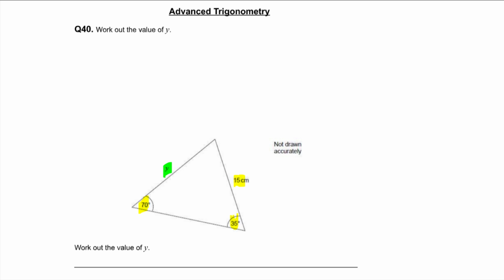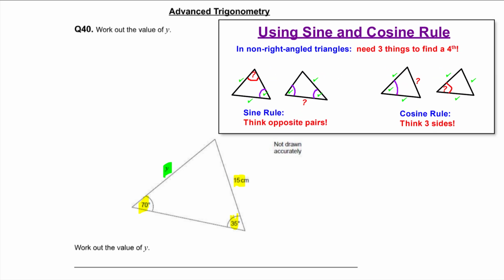Now first up, I've got a non-right angle triangle, and I want to find a side given that combination of angles and sides. I've got 3 bits of information, so I should be able to find a 4th thing. But am I going to use the sine rule or the cosine rule here? Now, the way that I think about it is that the sine rule is about opposite pairs. And the cosine rule is about 3 sides. Either you've been given 3 sides and you want an angle, or you've been given 2 sides and an angle and you want to find a 3rd side.